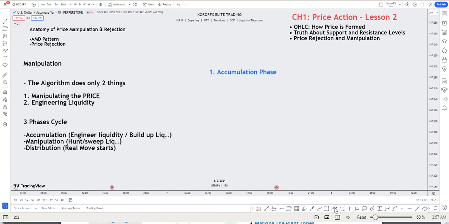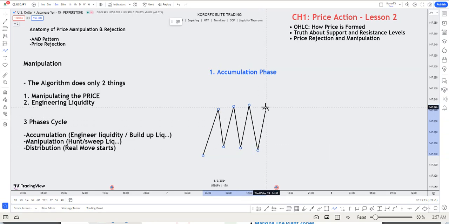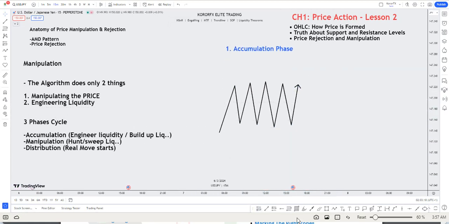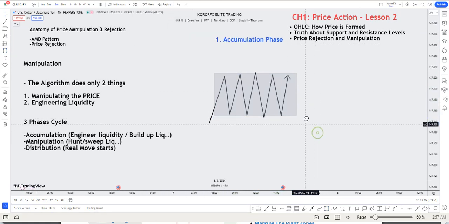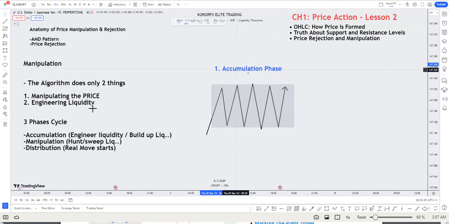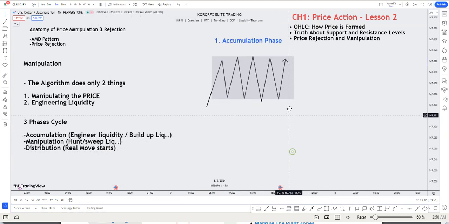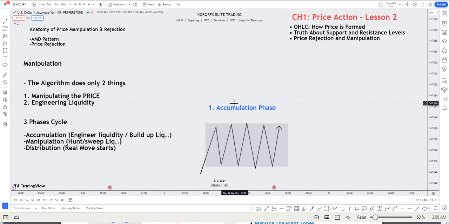So you see that price is going something like this, and then comes in here, and comes in here, again and again. When you see price ranging in some area, this is called the accumulation phase because price is building liquidity. The algorithm is engineering liquidity. So this is exactly how liquidity is built.